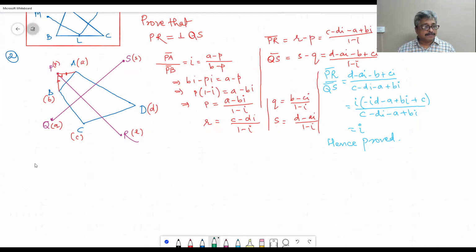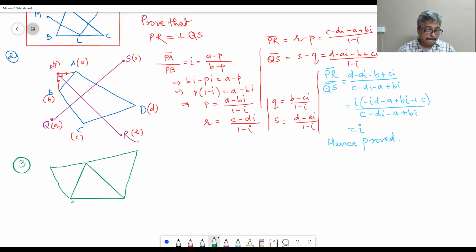Next question, question number 3. On the sides of any general triangle, equilateral triangles are drawn. Let this be A, B, C.